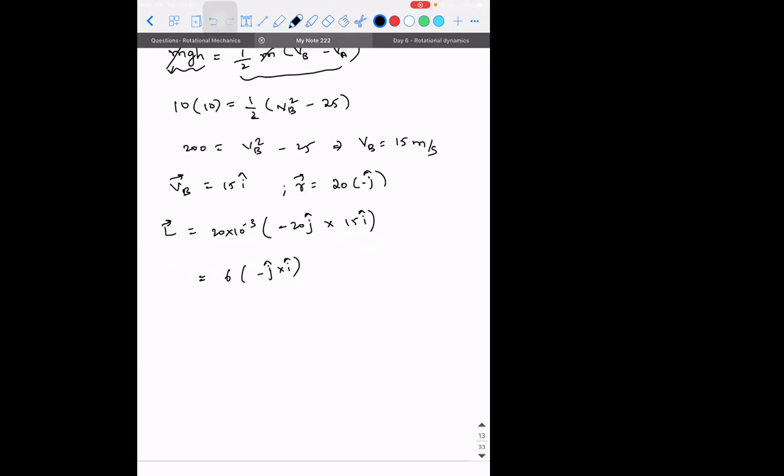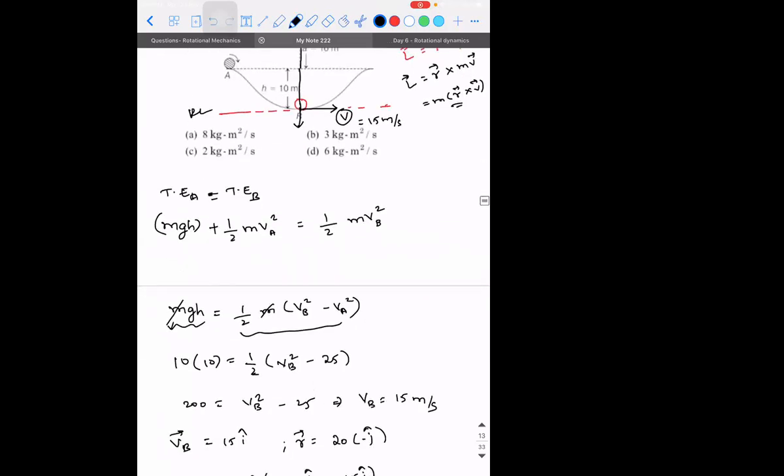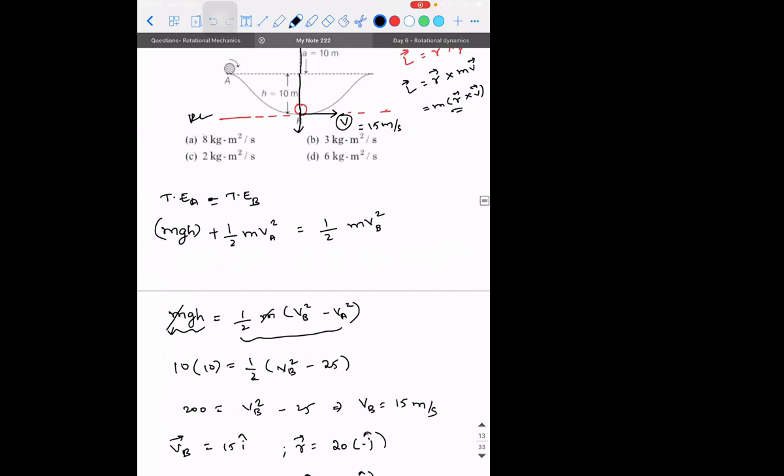Tell me what the answer is. Whatever cap it is, k cap, it's a unit vector, right? They asked only magnitude, answer is 6. Right? I did it using vectors.